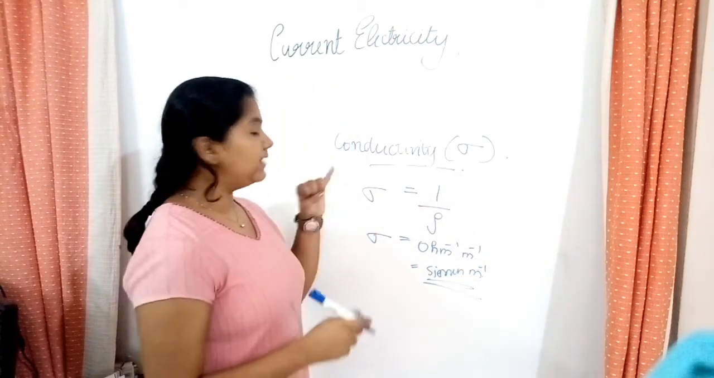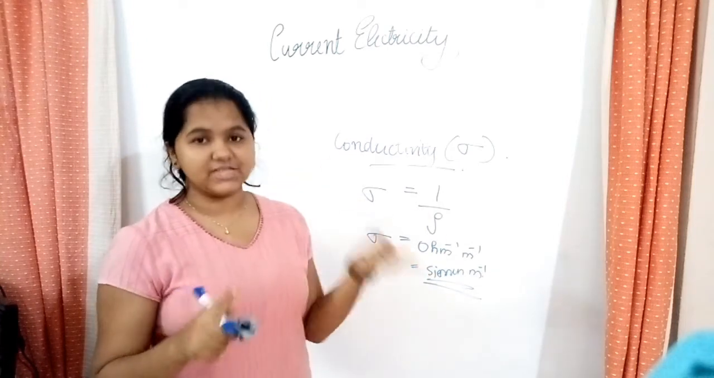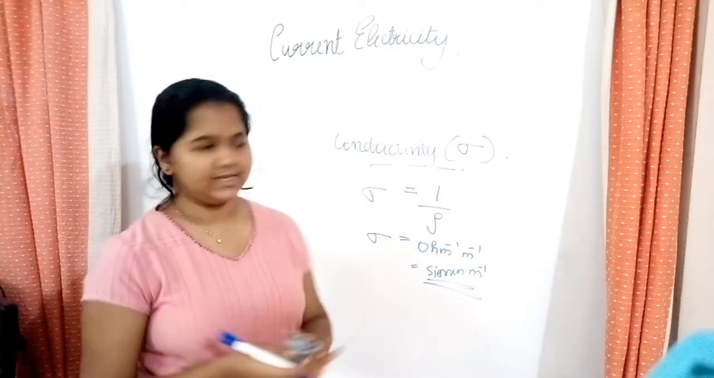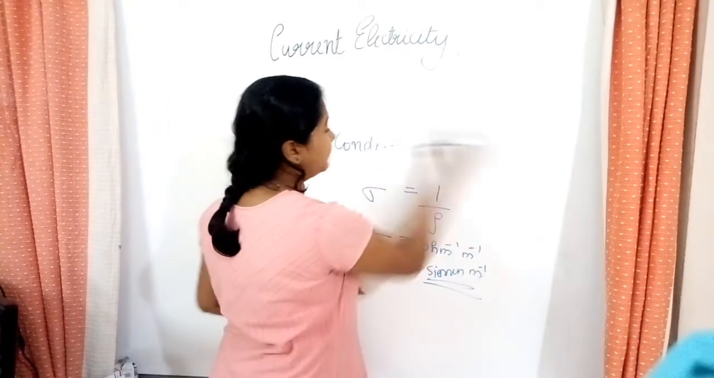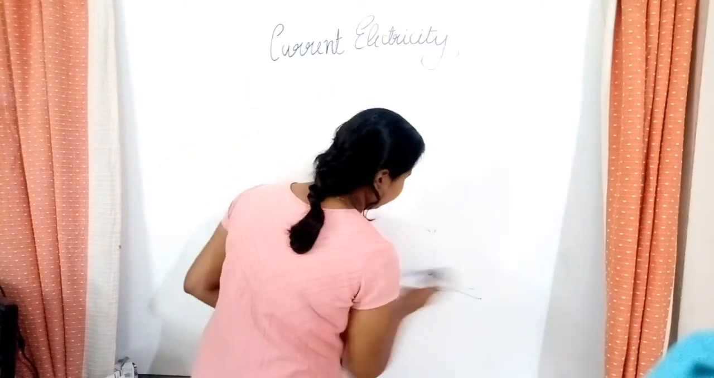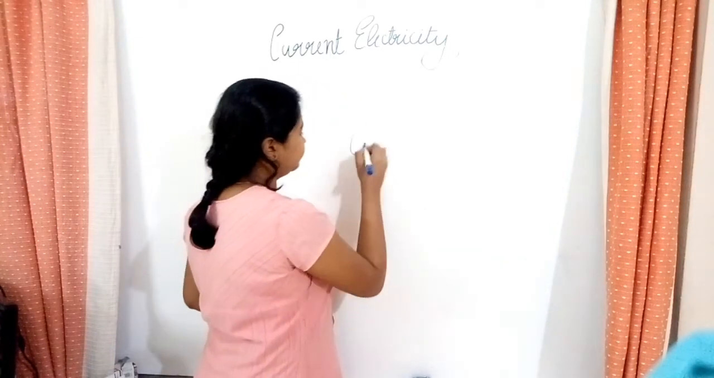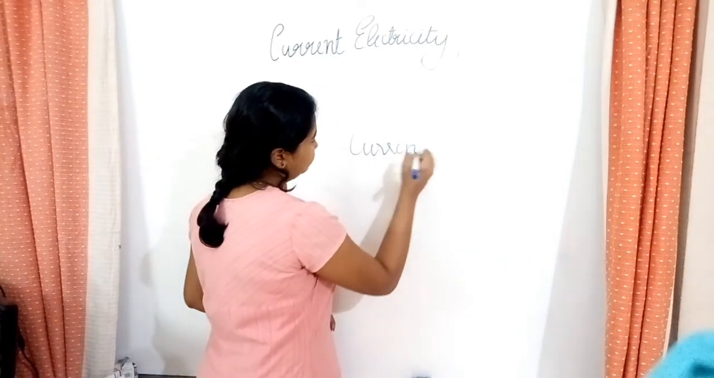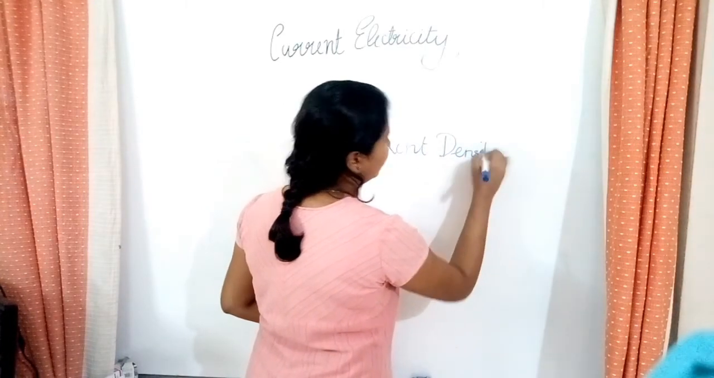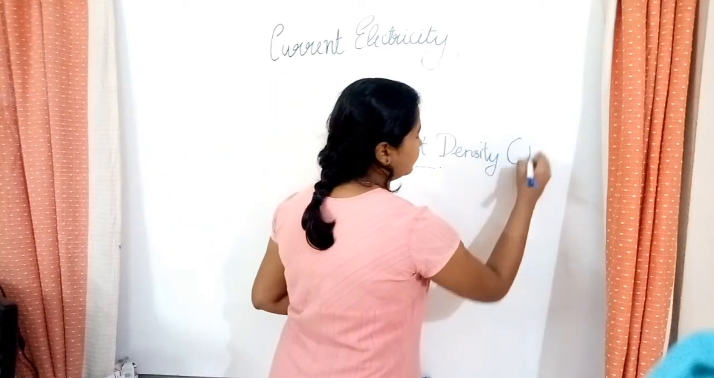What all did we discuss? We discussed in the previous session resistance and resistivity, and now conductance and conductivity. Now we know there's a term called current density. Current density is represented by the letter J.